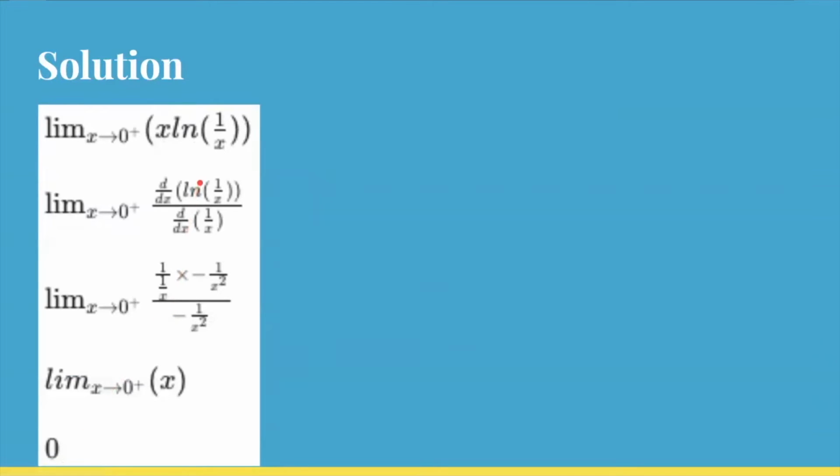To solve for the derivative of the numerator, you use the chain rule. The inside function is 1 over x, and the outside function is ln x. So the derivative of ln x is 1 over x, and you replace the x with the inside function 1 over x, and then times the derivative of the inside function, which is negative 1 over x squared. And the derivative of the denominator is also negative 1 over x squared. So these two terms cancel each other out, leaving you with just x. And then if you plug in 0 for x here, you'll get that the final answer is 0.